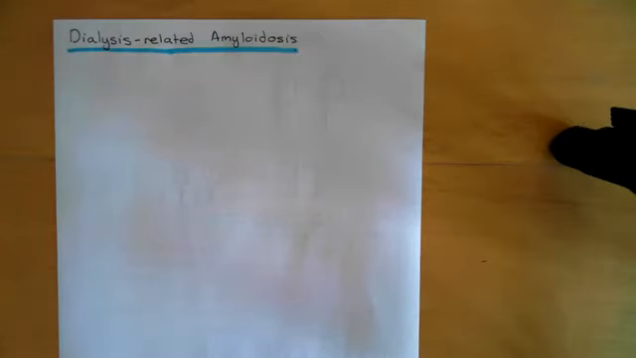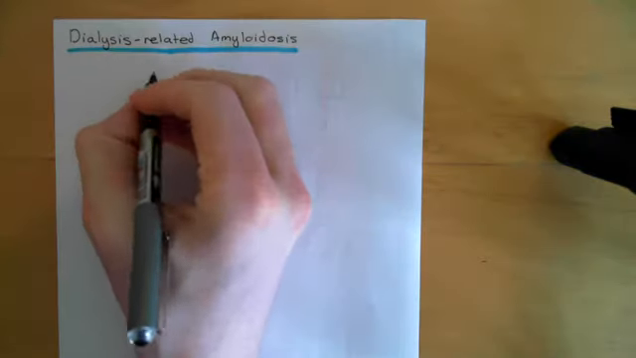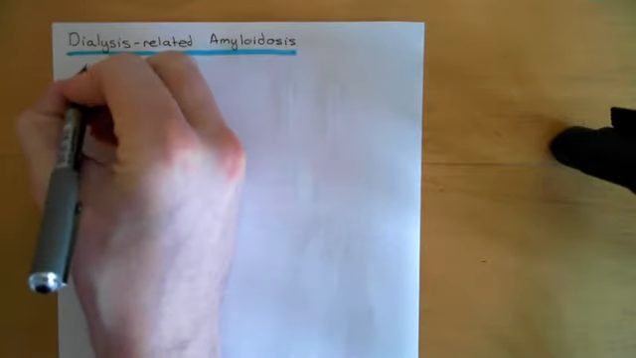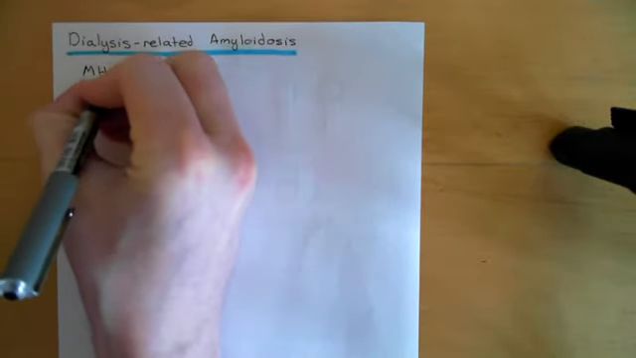Then we'll say what happens in renal failure and how this beta-2 microglobulin protein builds up in renal failure, and then we'll discuss how dialysis can cause this beta-2 microglobulin to start forming amyloid fibrils, particularly in the bone, which leads to bone erosion. Okay, right, so dialysis-related amyloidosis then. We firstly need to look at the MHC class 1 protein complex.